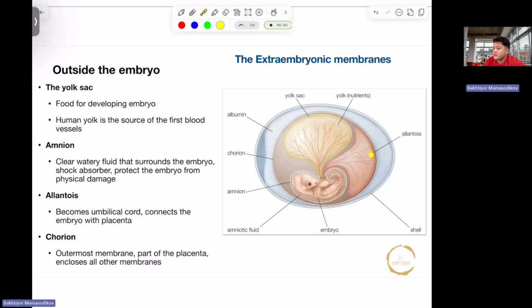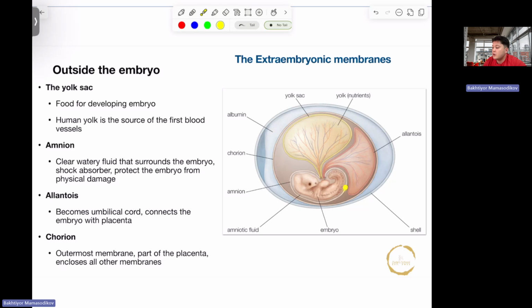Okay, so what's the yolk sac? The yolk sac is the food for the developing embryo. It's like the endosperm in a seed. So this is the nutrient. The yolk sac is the nutrient or food for the developing embryo, and the human yolk sac is the source of the first blood vessels.